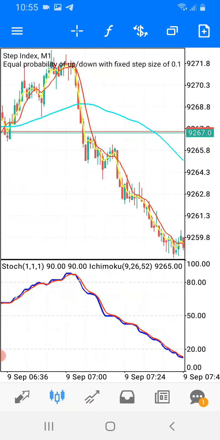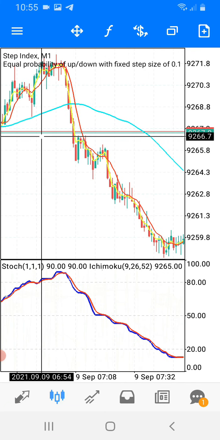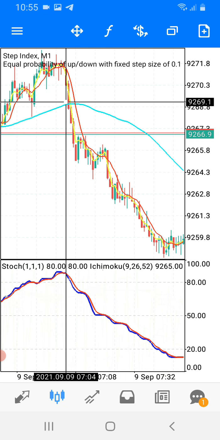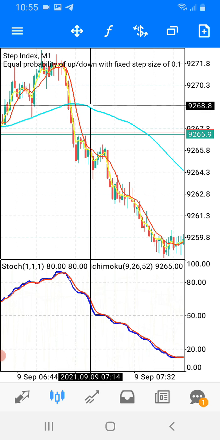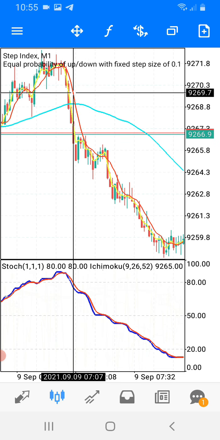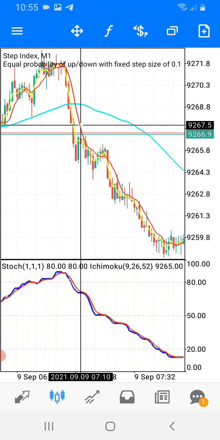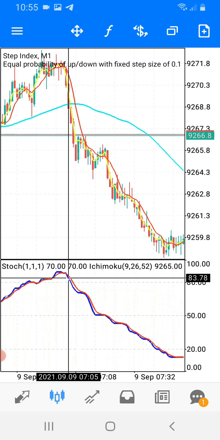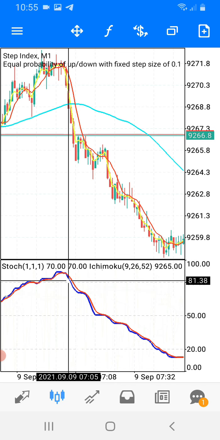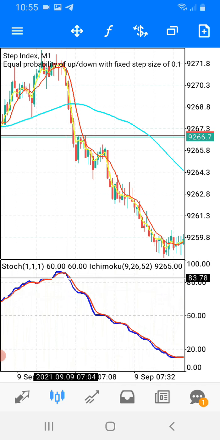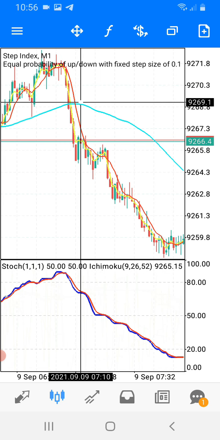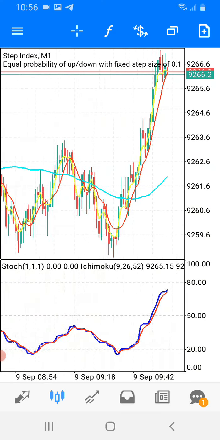But for a sell entry, you wait for the blue moving average to be at the overbought level. Then the red moving average should be above the yellow moving average, and this should be at the overbought. The red and blue indicator moving average should be at the overbought level. So you can see all three conditions are met.